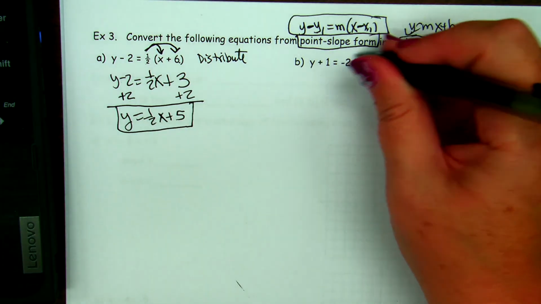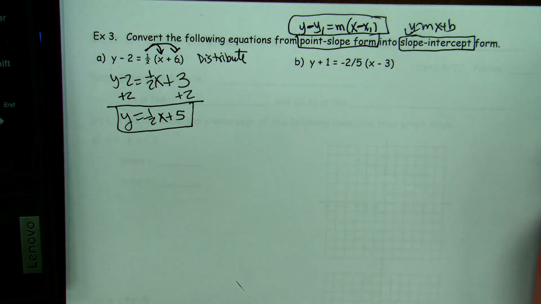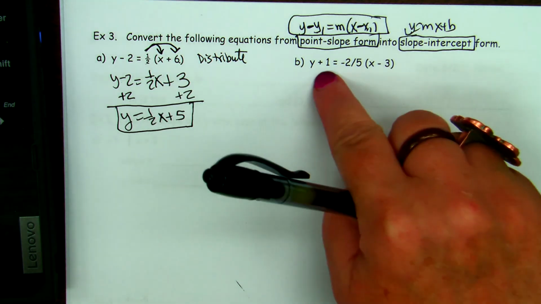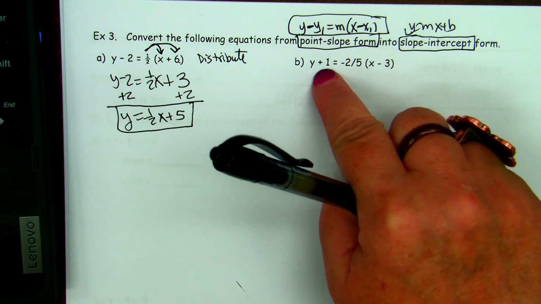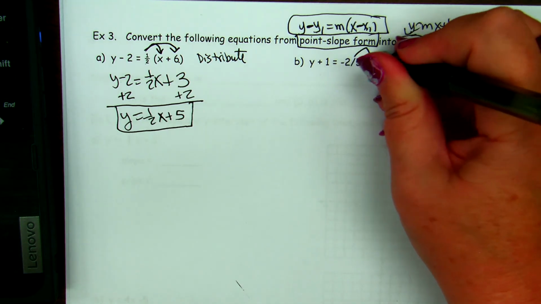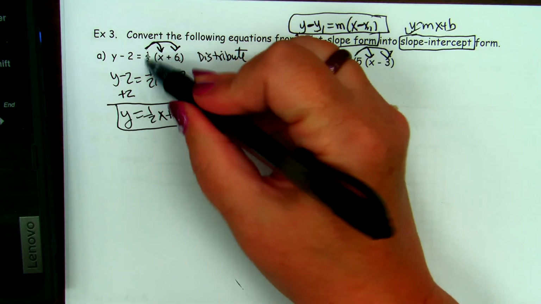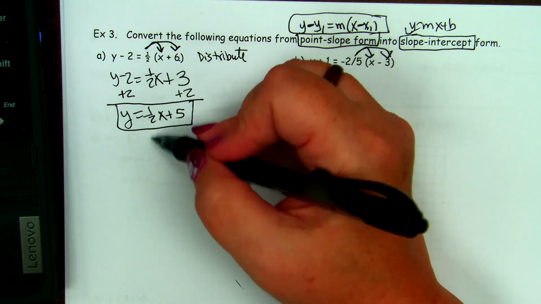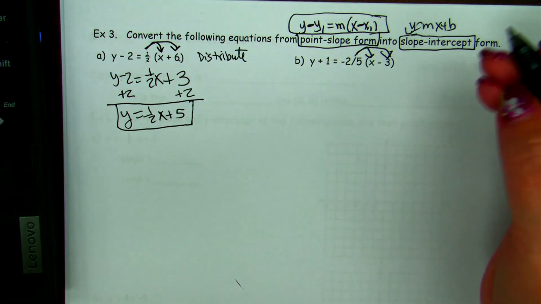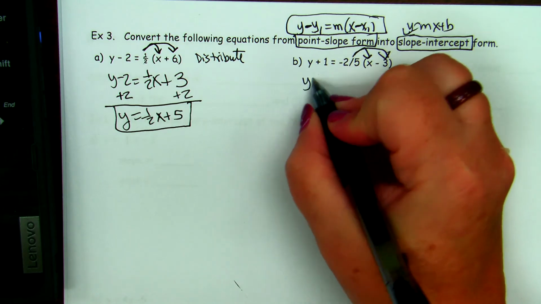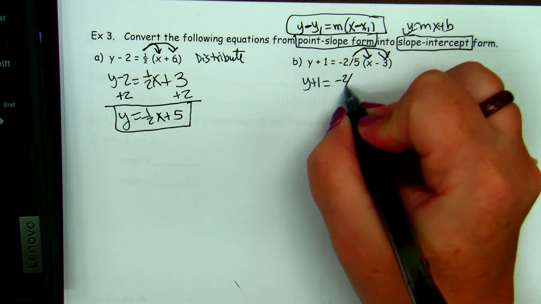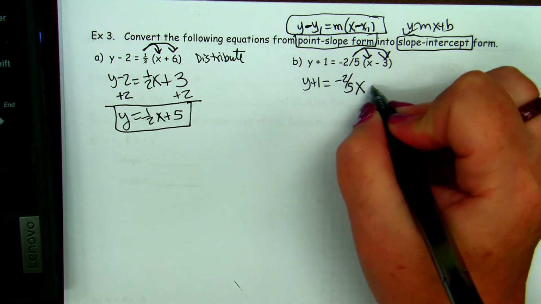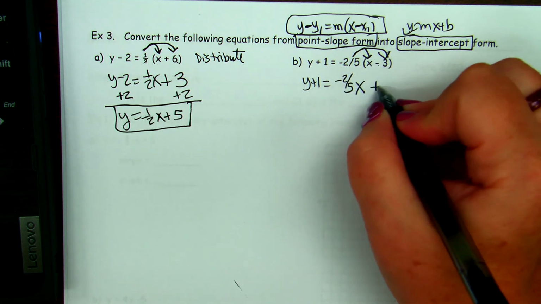Here the slope is negative 2/5. And what's the point on the line? Because it's point-slope form. (3, -1). We're going to distribute. See how these both have the slope of 1/2? Because they both have m in their equations. Same m. Y plus 1 equals negative 2/5 x. Negative times negative is plus 6/5.